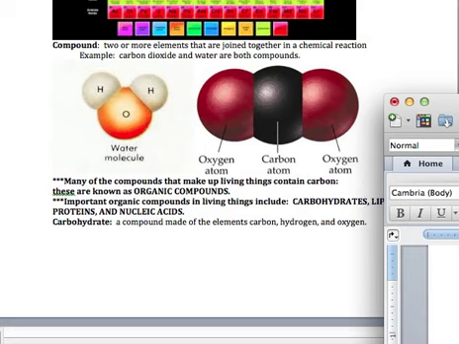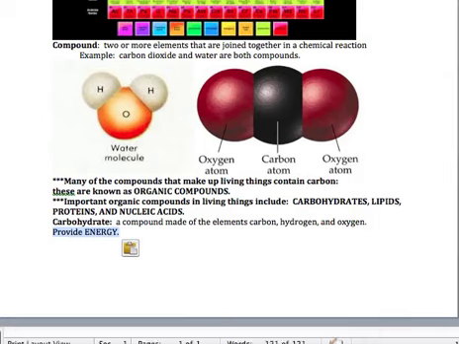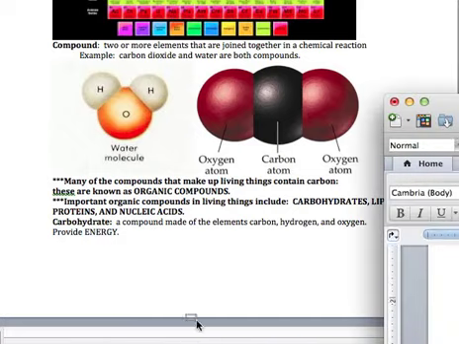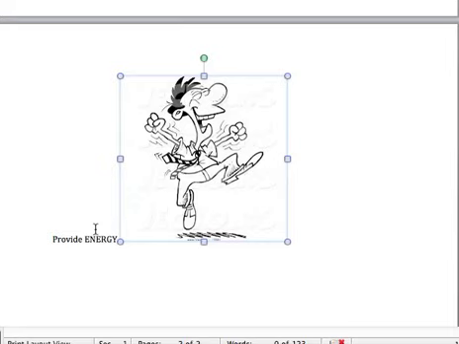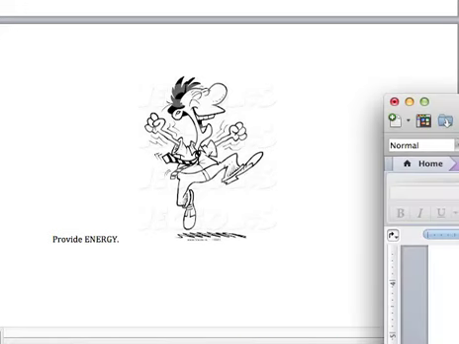Now, what does a carbohydrate do? A carbohydrate is going to provide energy. Provides a lot of energy. So I have a little picture, a little cartoon guy. This guy has quite a bit of energy. He's been provided with a lot of energy. Clearly, his body is using carbohydrates correctly.